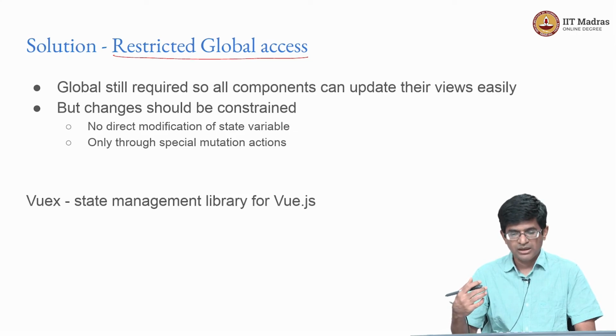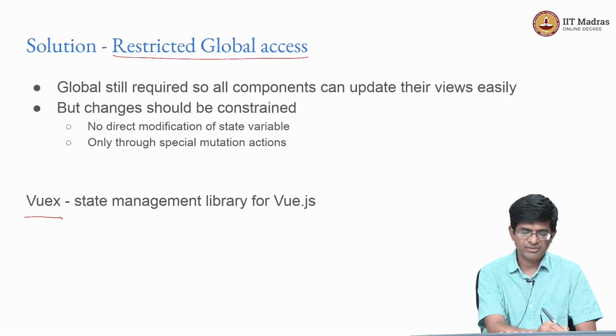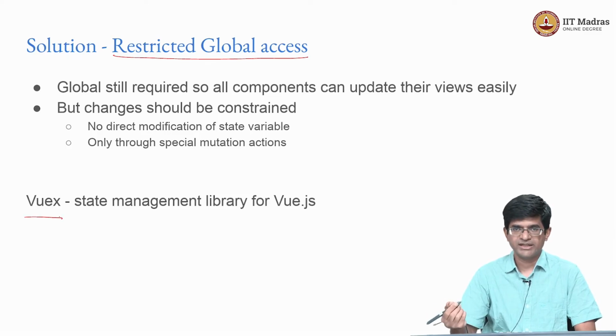Okay. So what we have is a notion of how we could solve this global access problem, right. We provide global variables but with restricted access, so that updates can be done only under certain controlled conditions. And what we have is, Vuex is a state management library for the vue.js platform that allows you to pretty much achieve this.